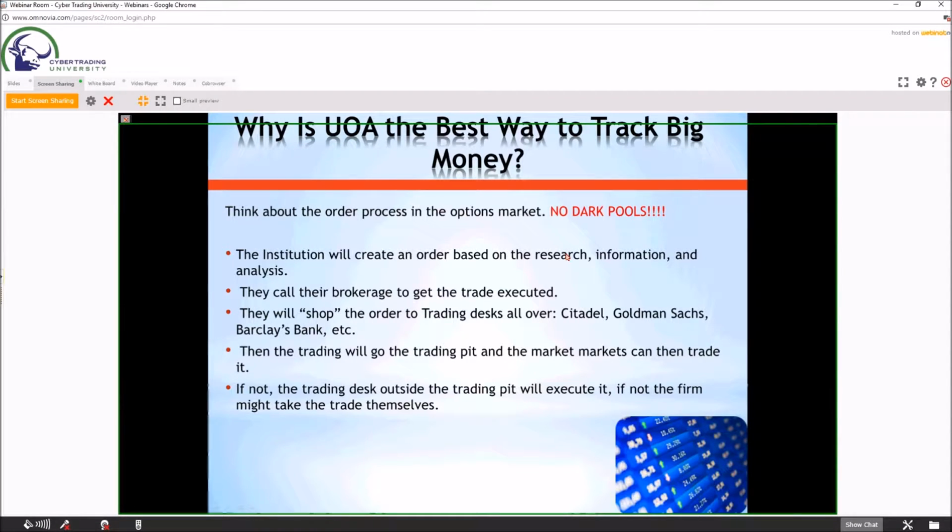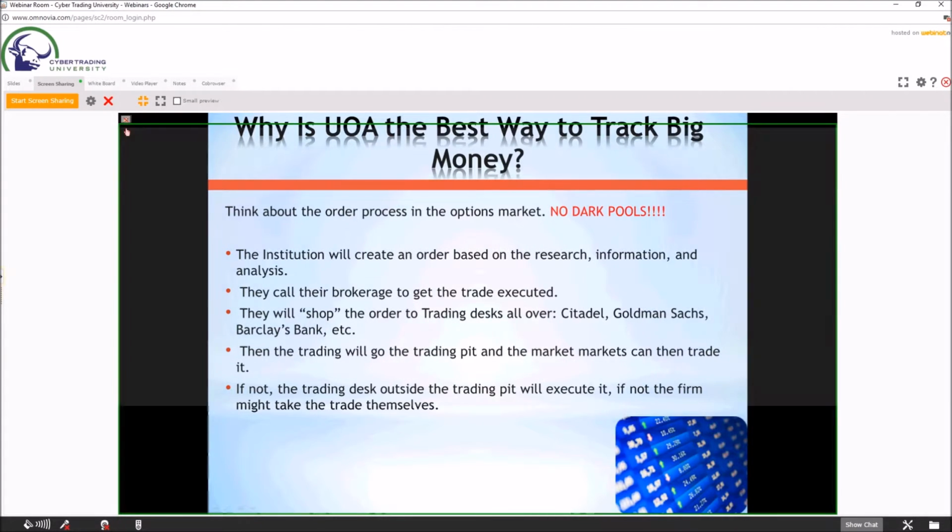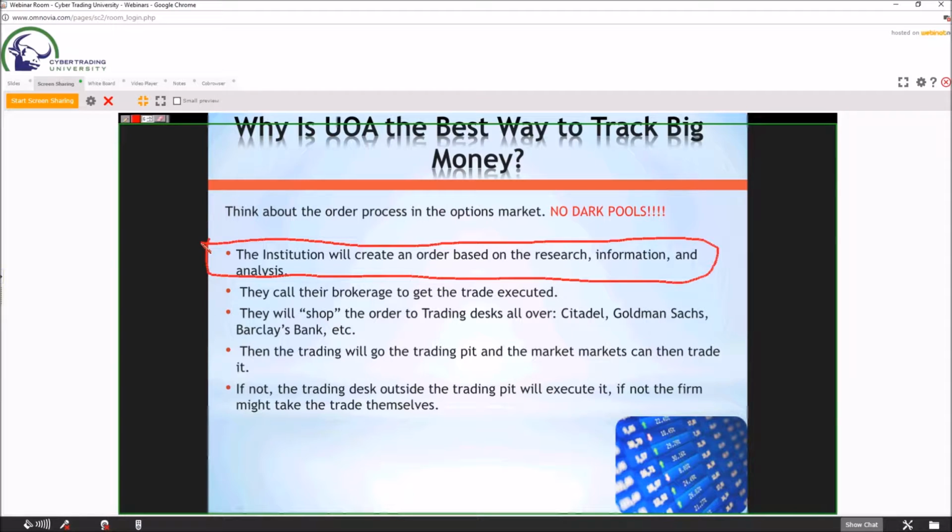So there's no dark pools in options, like we said. An institution is going to come up with a trading idea. This idea is based on the analysis they've done, or the tip that they got from their friend who's a VP at Kate Spade or something, right? They're going to go out there and try to get this order filled. Let's say they want to buy 10,000 out of the money calls. They call their broker. The broker shops the order around to market makers off the floor.